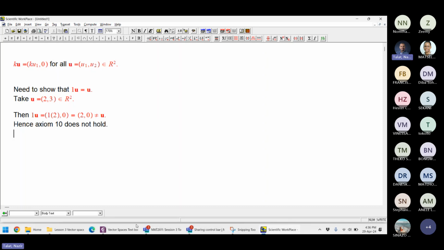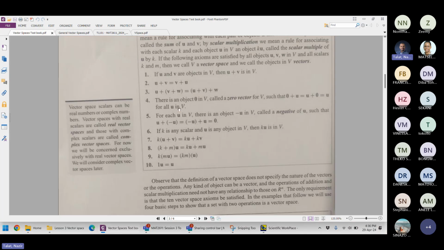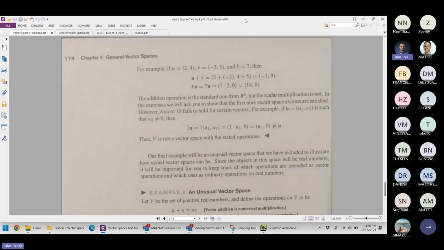Understand the idea? Here, for instance, u is (u1, u2), and if you take a specific value like (2, 4) and put it over here, then 1 times (2, 4) is only (2, 0), which is not equal to (2, 4). So it means axiom number 10 fails to hold for certain vectors.